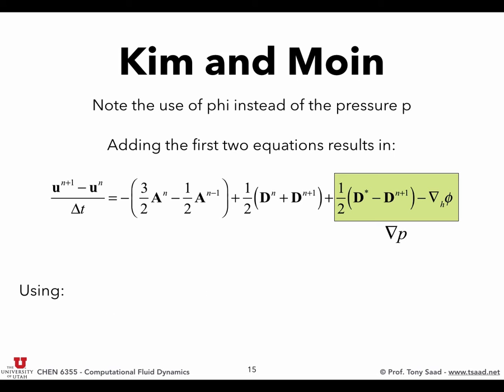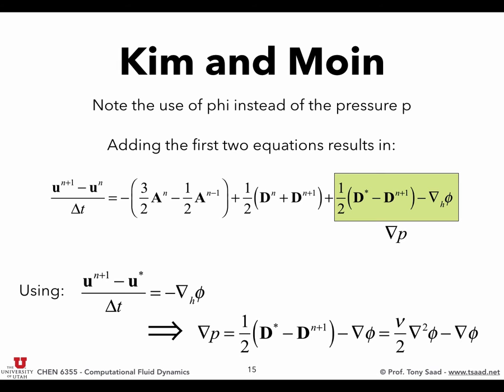Okay. So in other words, if you use this splitting, this actually implies that grad p is 1 over 2 (d star minus d^(n+1)) minus grad p, and this is del squared phi, okay? Because these come from the divergence of this equation, okay? Anyway, just an illustration. All right.